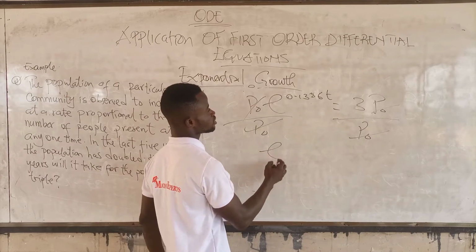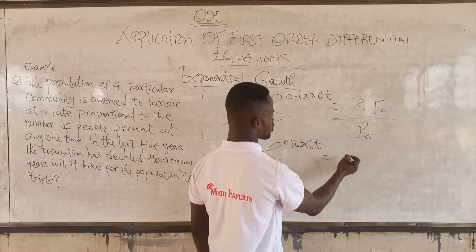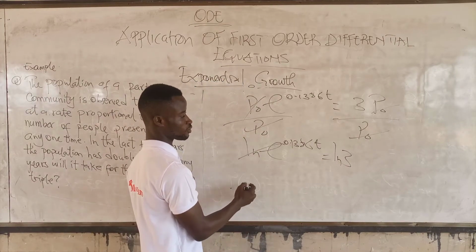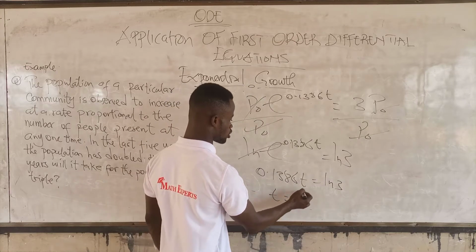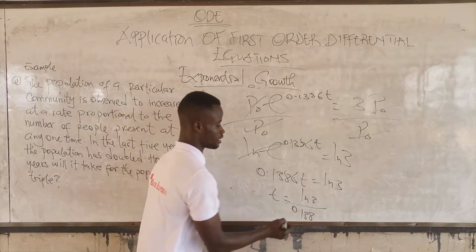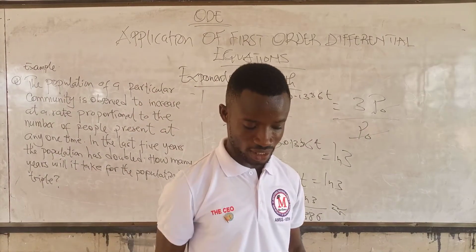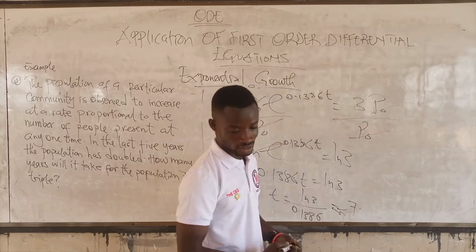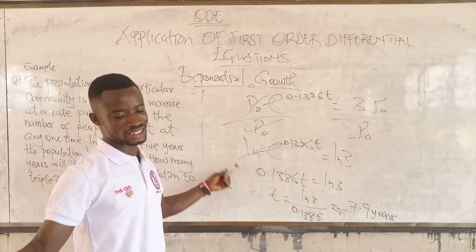So here, e to the 0.1386t is equal to 3. And when we take ln of both sides, then we can get this to cancel out. So 0.1386t is equal to ln 3. And t will be equal to ln 3 over 0.1386. Alright? And when you put this on the calculator, you're going to get it to be approximately 7.9 years. 7.9 years. Alright, so that is all about that.